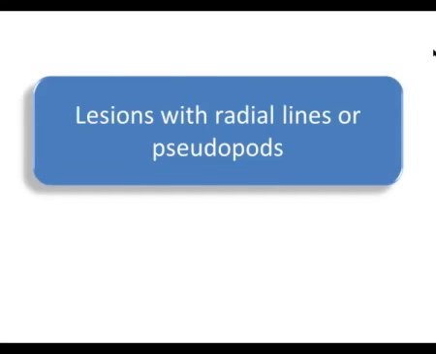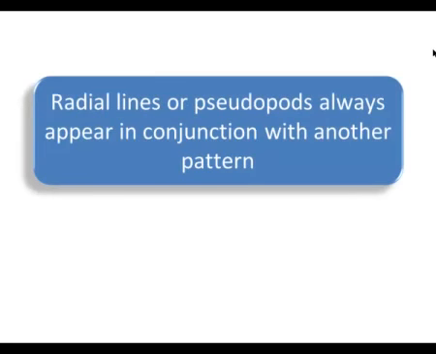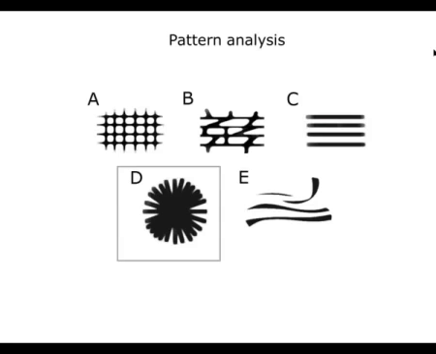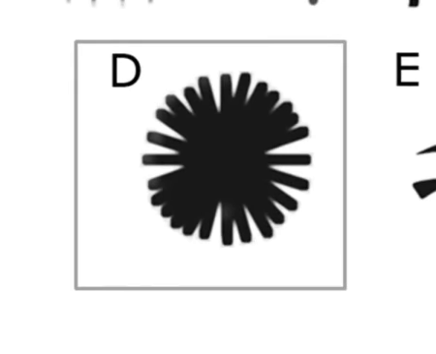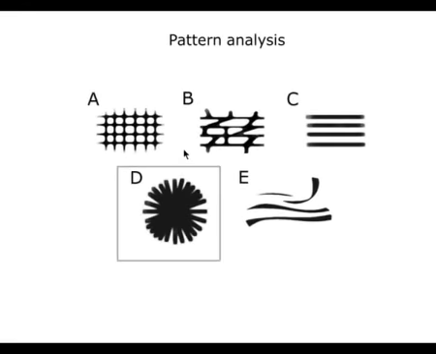This podcast is about dermatoscopy of lesions with radial lines or pseudopods. Radial lines or pseudopods usually appear at the periphery of a lesion and usually in conjunction with another pattern. Here we have possible patterns formed by lines, and you can see that radial lines are one possible pattern. You can also see that there is a structural center, and you can also see that there are radial lines that are distributed over the entire circumference, which is typical for the so-called starburst pattern.